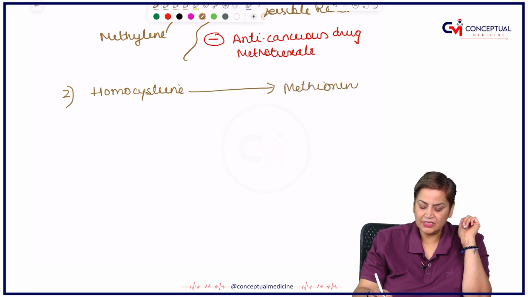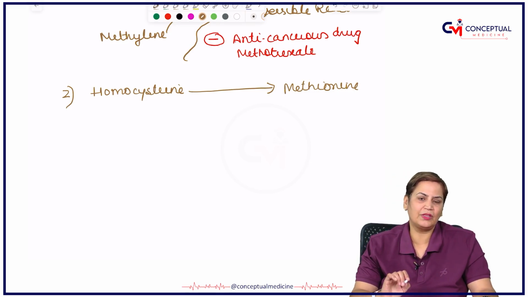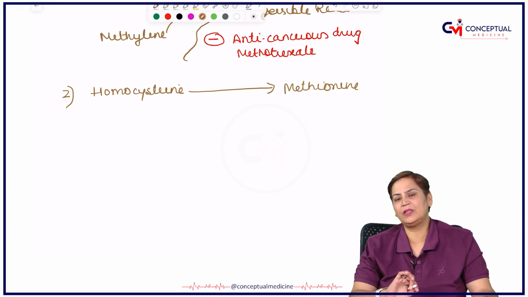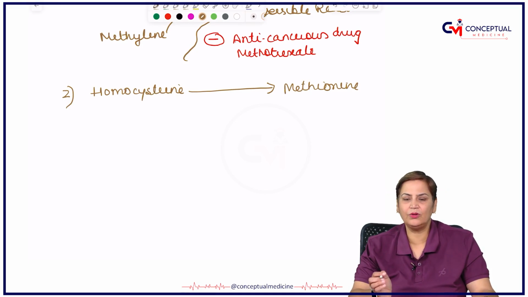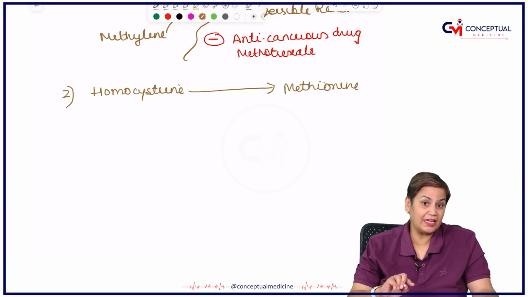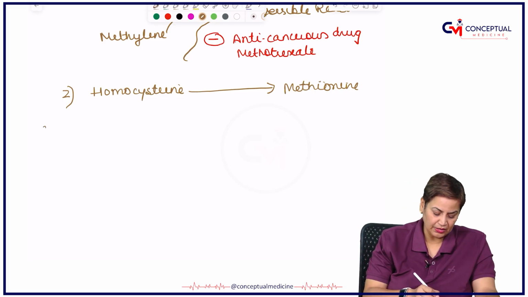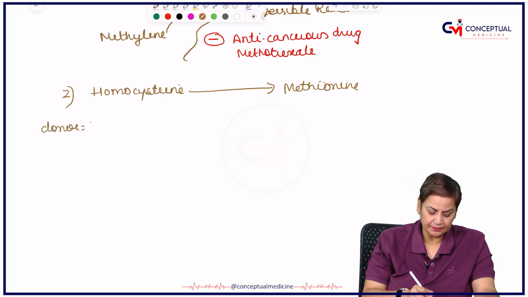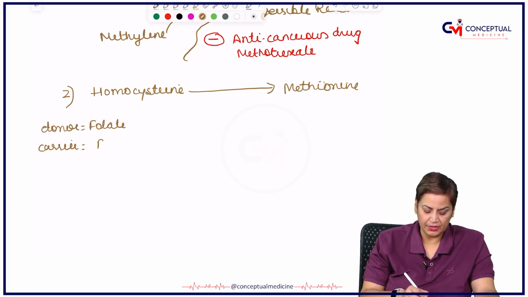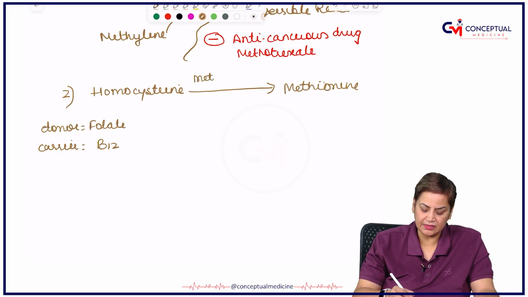So if we see the structure of homocysteine and methionine, the only difference is of the methyl group. That means if we put a methyl group in homocysteine, it will be converted to methionine. So what happens here is that the donor here is folic acid, but the carrier is B12 here. So the donor here is folate and the carrier here is B12. And the name of the enzyme is methionine synthase.